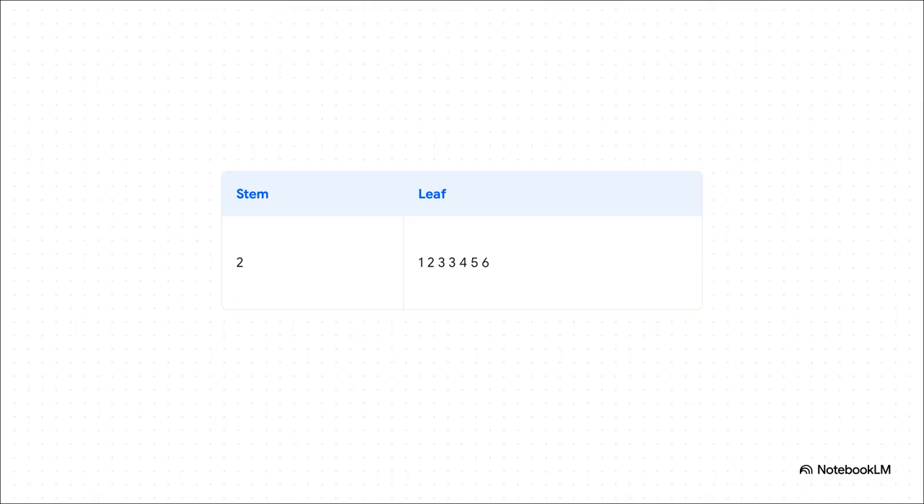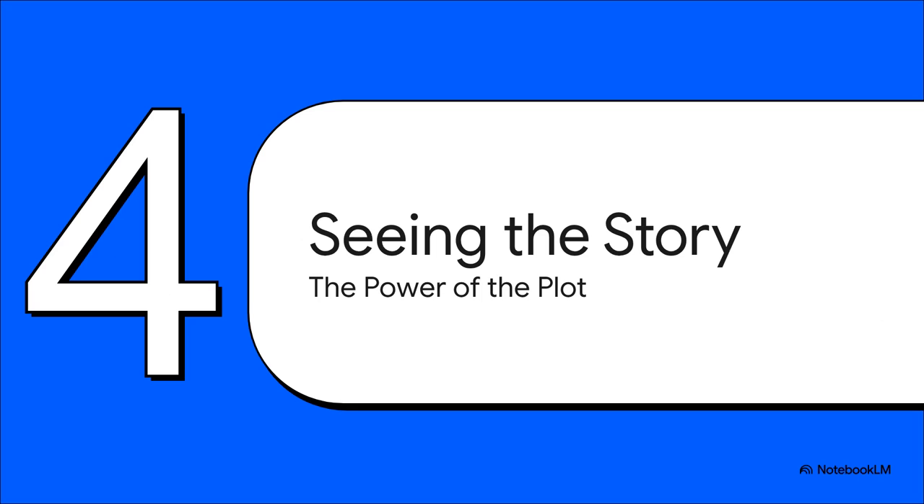And there it is. Look at that. The stem, 2, is on the left. The leaves, 1, 2, 3, 4, 5, 6, are on the right. Instantly, you can see the youngest is 21, the oldest is 26, and that the age 23 shows up twice. All that information just perfectly organized and so much easier to read. See how that works? It's not just about making things tidy, it's about actually revealing the story that's hiding in the numbers. Let's try another example to really see the power of this thing.